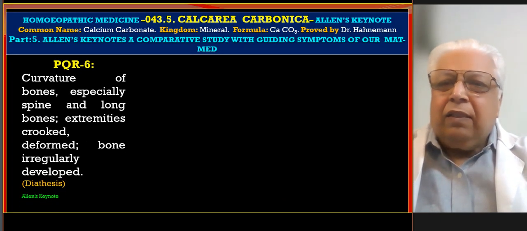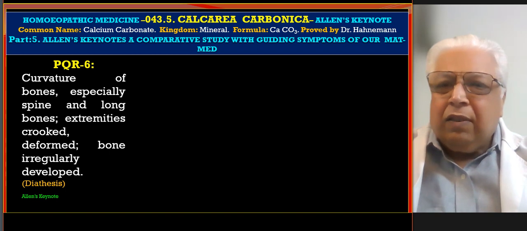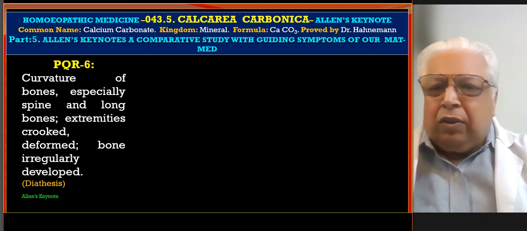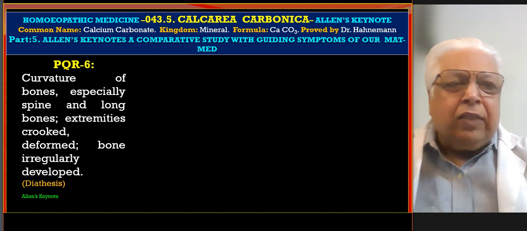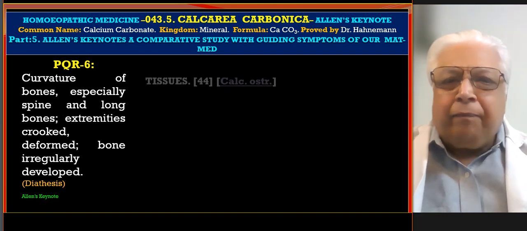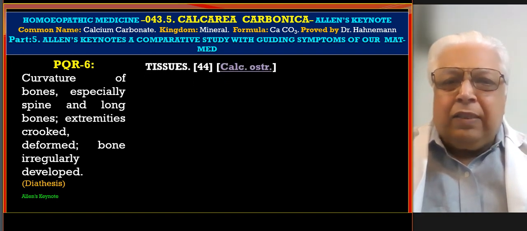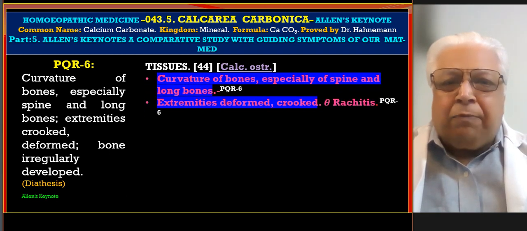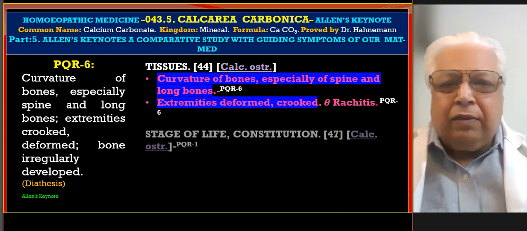Friends, see the PQR6 from Allen's: curvature of bones, especially spine and long bones, extremities crooked, deformed, bones irregularly developed. And this tells us about the diathesis part. Now we see the reference in the tissue, chapter 44, and this is the first grade representation: curvature of bones, especially of spine and long bones, and then extremities deformed and crooked.